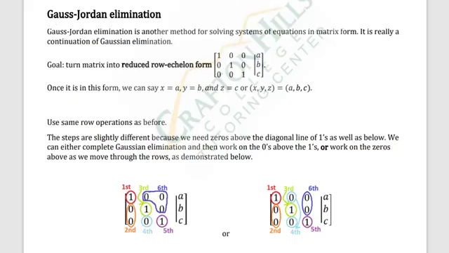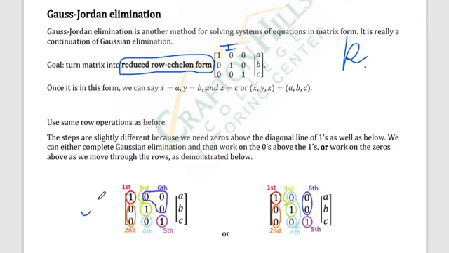Now Gauss-Jordan elimination. We will transform the matrix into reduced row echelon form. Try to remember this name, reduced row echelon form. What is reduced row echelon form? We try to make the matrix into an identity matrix. With the help of row operations, which are common to both the Gaussian elimination method and the Gauss-Jordan method. So how do we do the elimination?